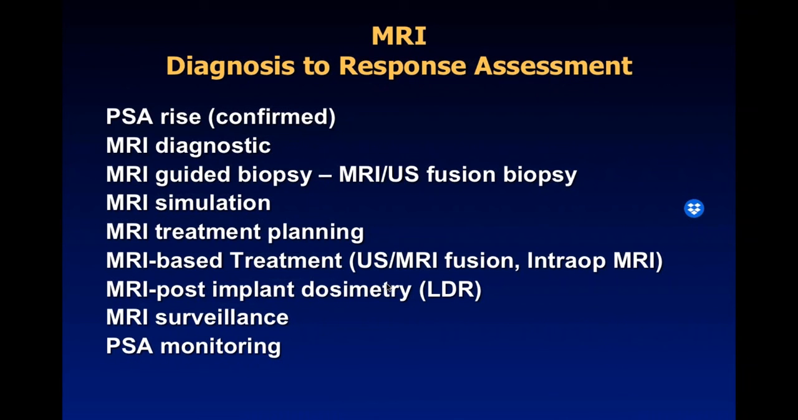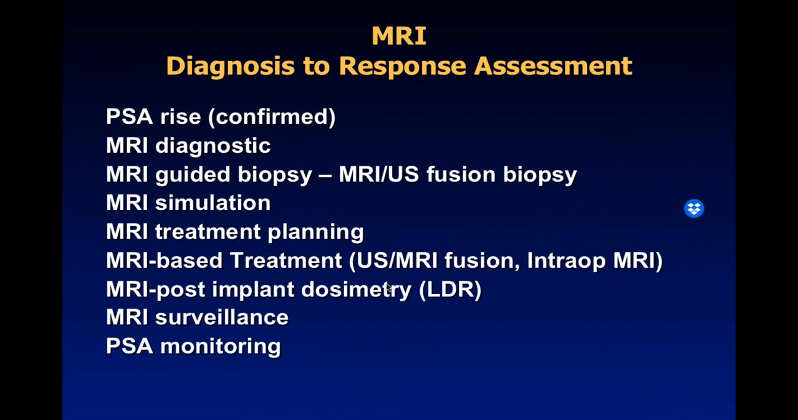The diagnosis will help determine where the dominant lesion is located. Is there extracapsular extension? Is there seminal vesicle involvement? And is there disease in the lymph nodes? MRI simulation can be utilized by an additional sequence added to the diagnostic sequence, so the patient doesn't have to go to the MRI twice.